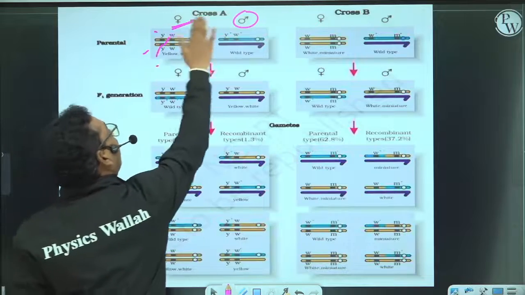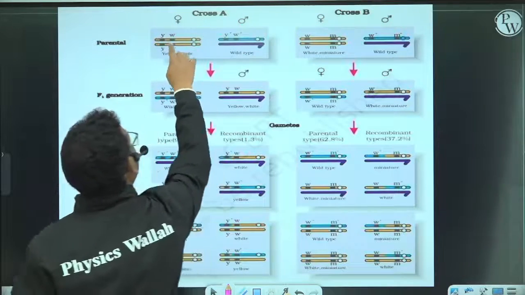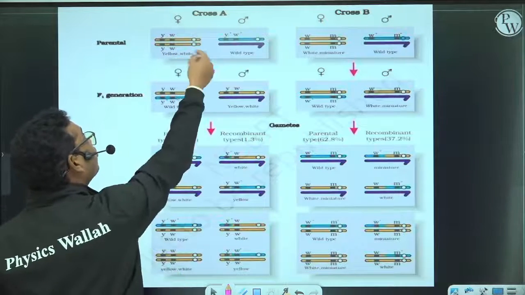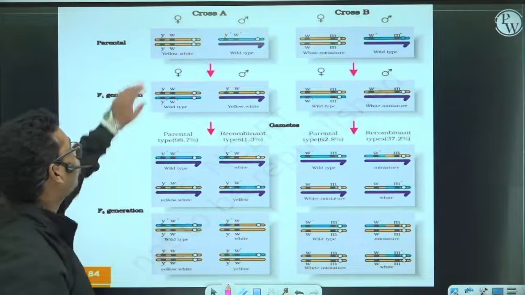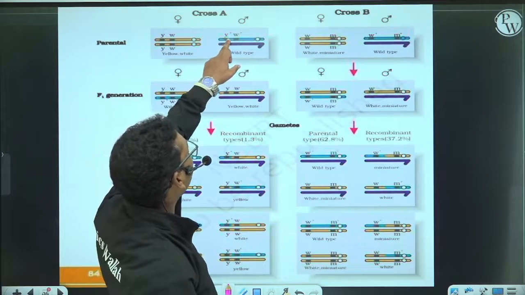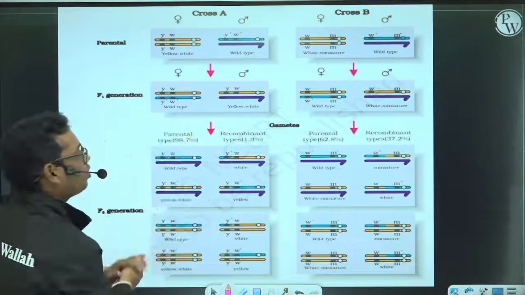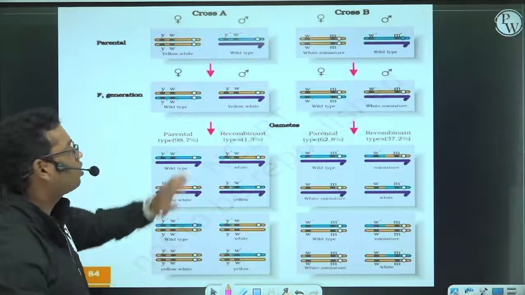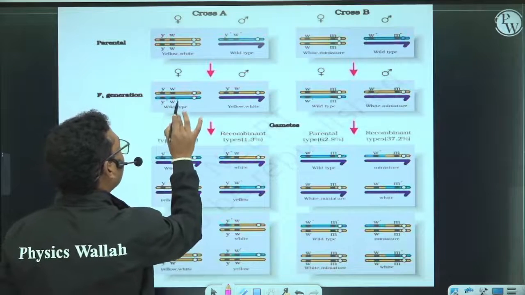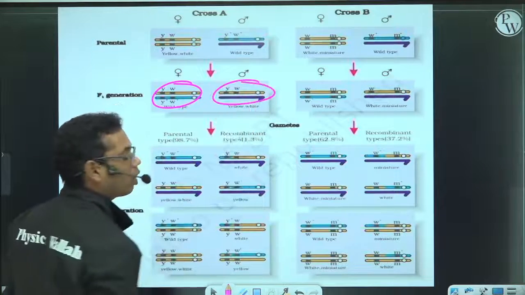And you can see here y w. That means y is responsible for yellow body and w is responsible for white eye. So yellow body, white eye, female, and here brown body and red eye, male. When they are crossed with each other, the F1 generation is produced. In the F1 generation, the daughter will have this genotype, and the son will have this genotype.